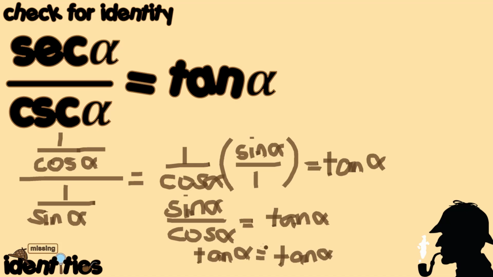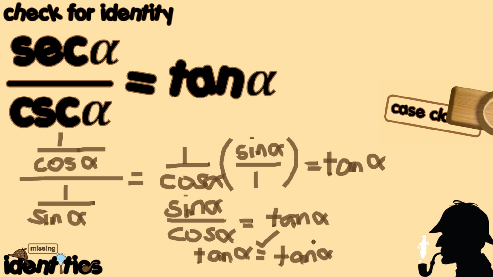And once you reach this point, we have now verified this given identity, and we have shown that the ratio of secant alpha and cosecant alpha is just equal to tangent alpha. This case for missing identity is now closed.